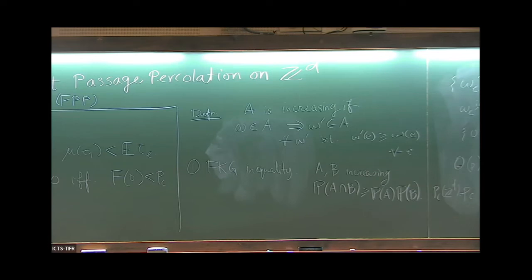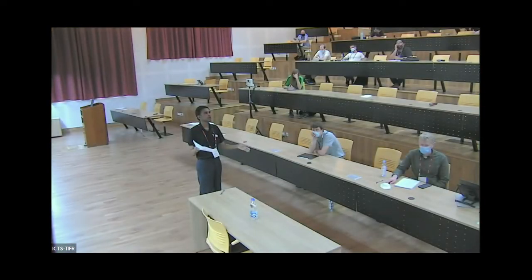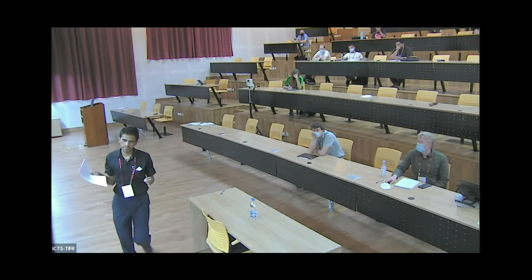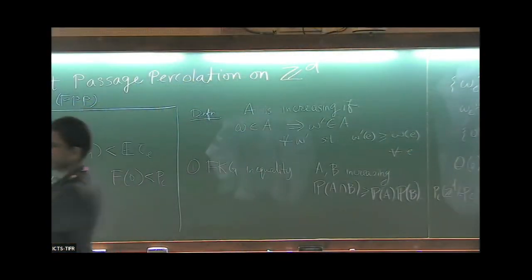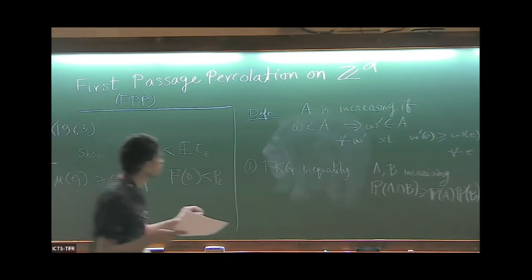So in particular, you can use the FKG inequality to conclude that the probability that there exists a path from A to B and there exists a path from C to D is at least the product of the marginal probabilities, because both of them are increasing events. And intuitively, you see why this should be true, right? Because if I condition on there being a path, it should not decrease the conditional probability of there being a path between some other pairs of points.